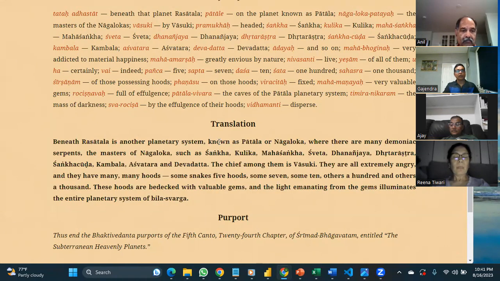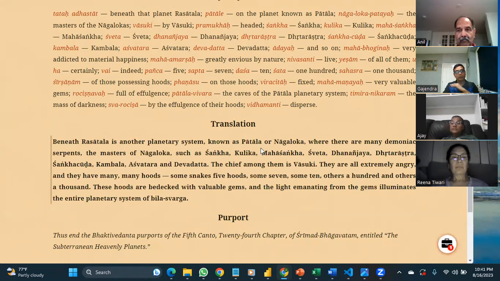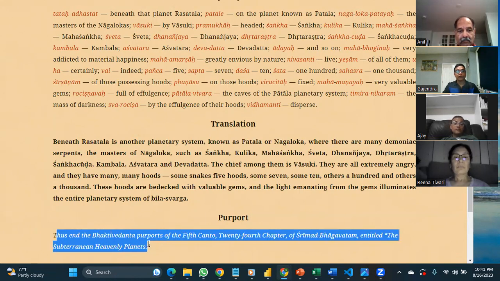So the bottommost is Patal, and Patal is also known as Naglok. So from topmost Satyalok, which is Brahmalok, the bottom is Patal or Naglok. There is just one universe, and like this, there are innumerable universes in this materialistic world. And thus, this ends the fifth canto, 24th chapter of Srimad Bhagavatam, entitled The Subterranean Heavenly Planets. Bolo Srimad Bhagavatam ki jai.